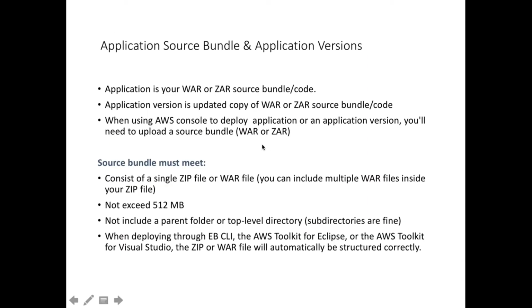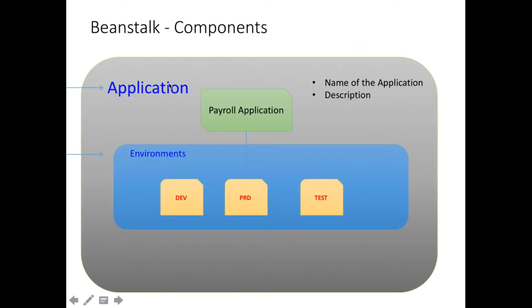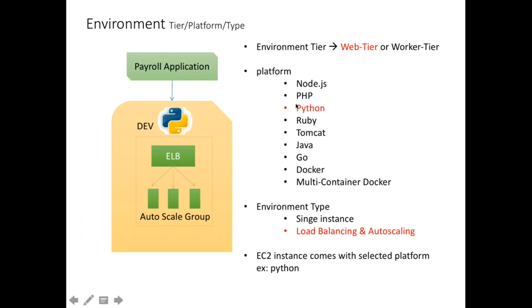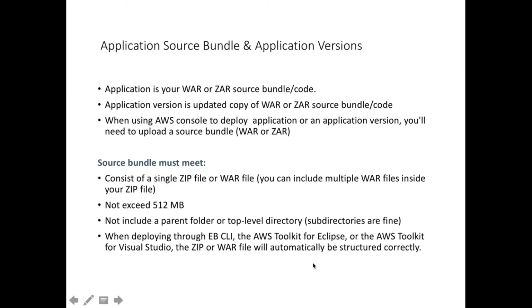There are a few more components also. We talked about three components so far. What is application? It's a folder. What is environment? Environment is the underlying component of the application. Usually the environment contains the type of environment and platform, what application platform, single instance, multi-instance, and that information. And the third one is application source bundle and application versions.